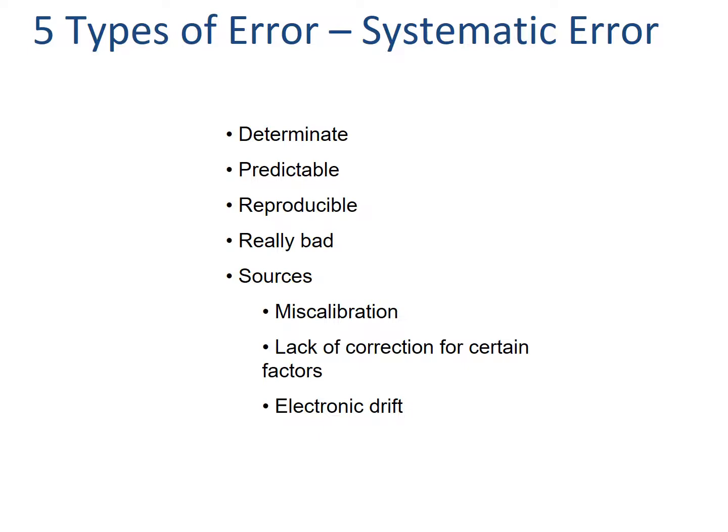Some of the sources of systematic error include miscalibration. So like if we didn't calibrate correctly, if we didn't correct for certain factors. In some types of measurements we'll get interferences that we really need to remove. If we didn't do that, that will be a problem for us. We also end up having electronic drift. So we might start out with one intensity of light, but if we don't correct for the fact that it's started to dim or brighten over time, then we end up having a systematic error as well. So those are some common ways that we see that.